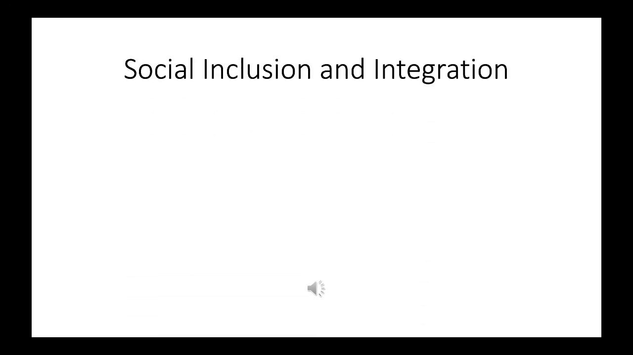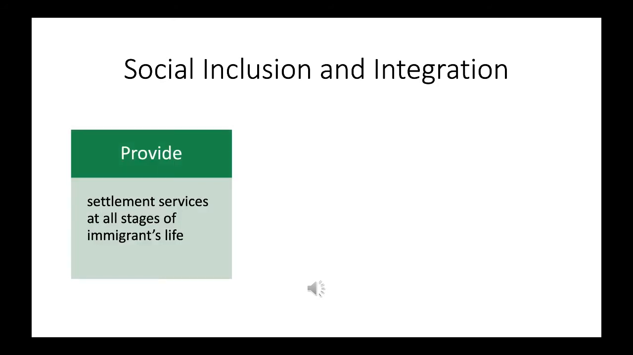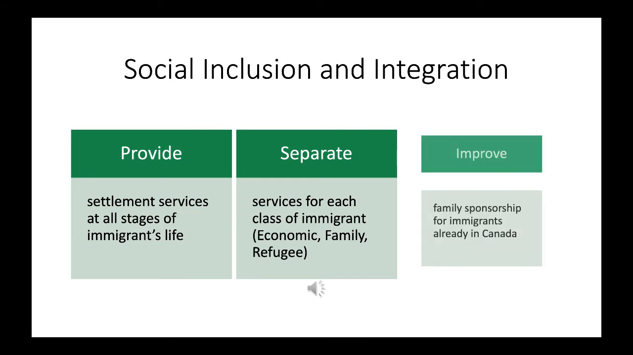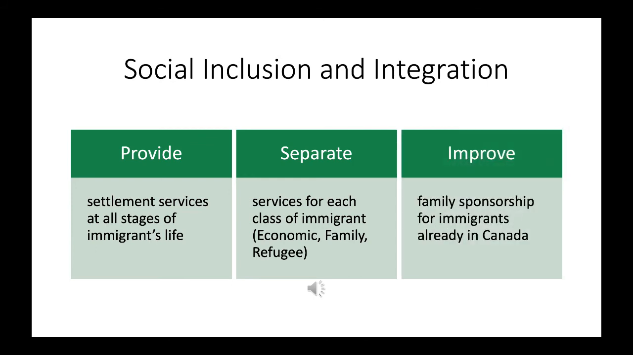The first recommendations of this section are made to help promote better social inclusion amongst migrants in Canada. The first way to promote social inclusion is to provide services to immigrants at all stages of their life. The second way to promote better social inclusion would be separating immigration services for each type of immigrant. And the third way is to help improve family sponsorship for immigrants already in Canada.